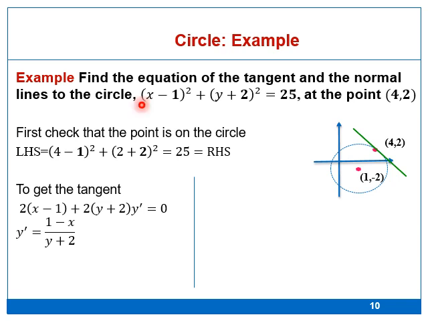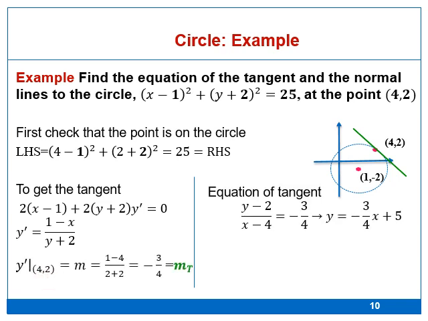We'll get 2 multiplied by x minus 1 plus 2 multiplied by y plus 2 multiplied by y prime. Then we'll get y prime on one side and then substitute with 4 and 2. This is the slope of the tangent. Finally, you can get the equation of the tangent as y minus 2 over x minus 4 is equal to the slope of the tangent, and then we'll make cross multiplication to get the equation of the tangent.